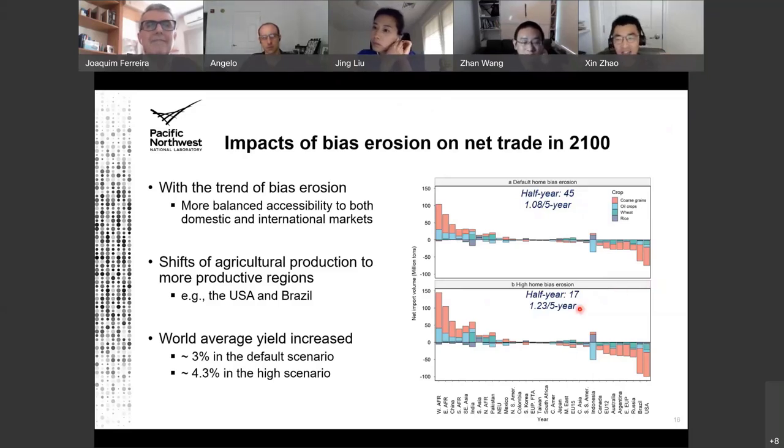Well, okay. I tested another high scenario, which allows a faster integration. Basically, those are results for net trade by the end of the century, and we saw increasing imports. Because of the more integrated market, there will be more imports for regions with relatively lower yield, but much more export from regions with higher yield. So as a result of this trend of global market integration, and also as a result of more balanced accessibility to domestic and international markets reflected by this change of parameters.